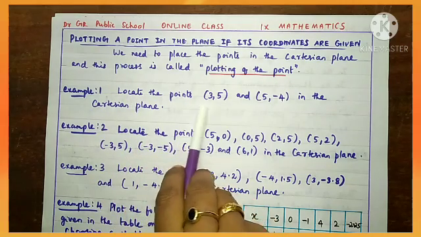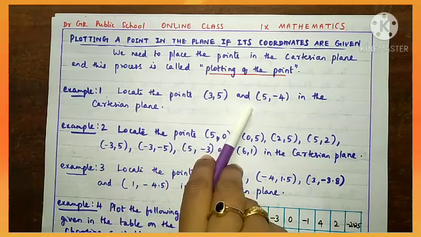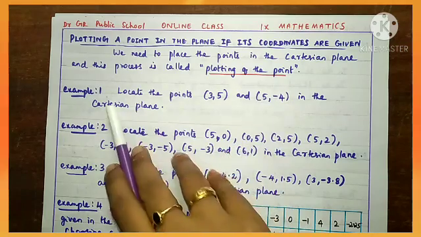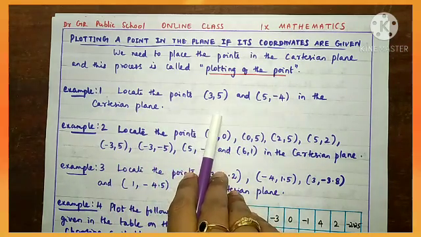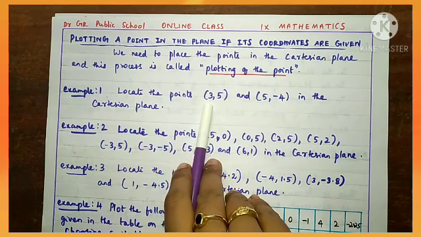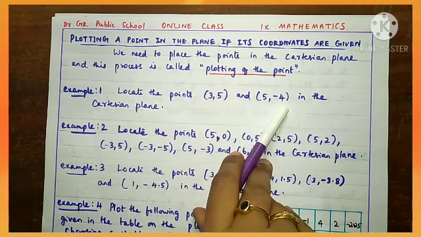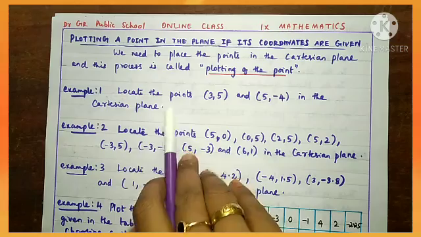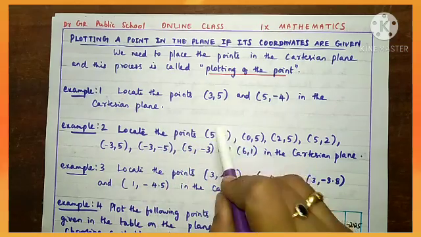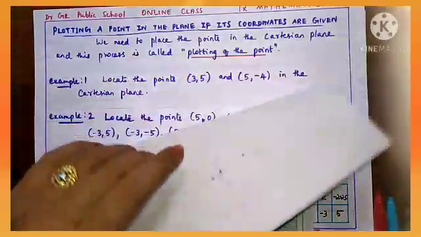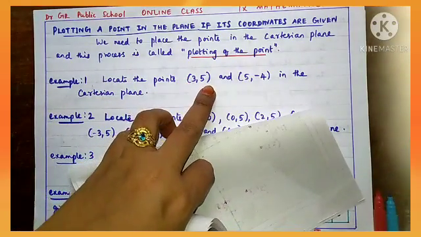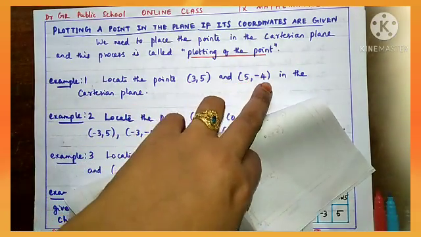So first we are going to the first example. Locate the points (3, 5) and (5, -4) in the Cartesian plane. That is the first example we are going to see now. How we should locate that, we can see in the graph. So what are the points given in the first question, children? They are (3, 5) and (5, -4).